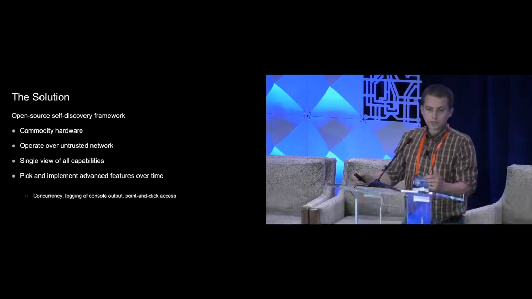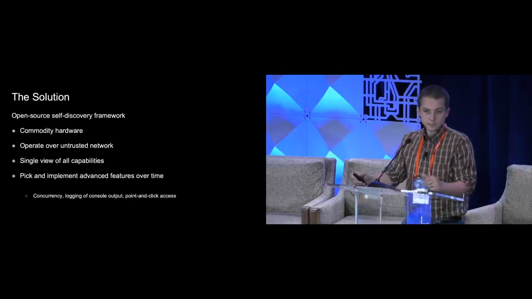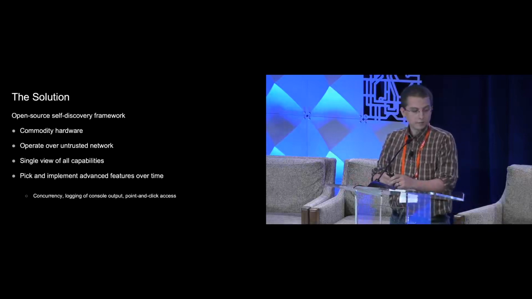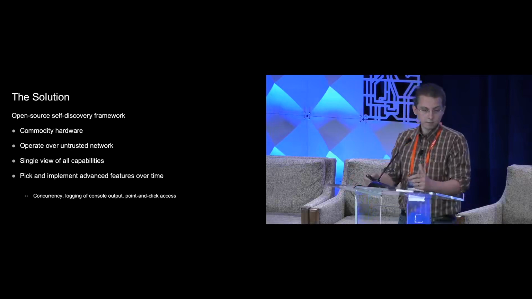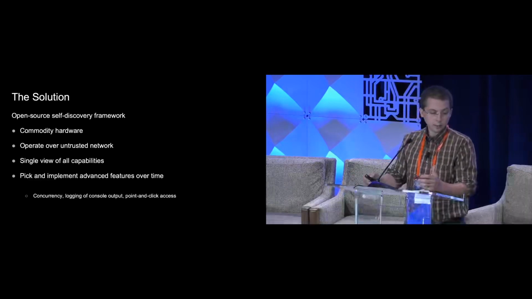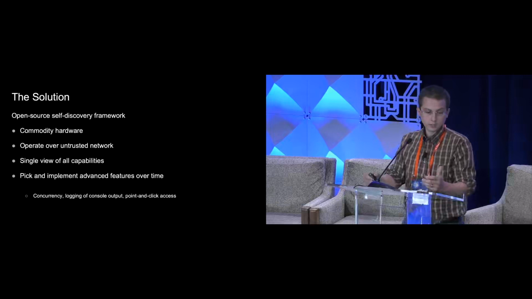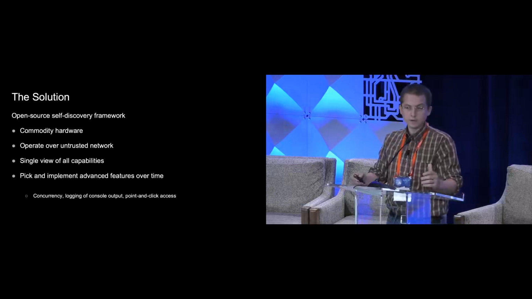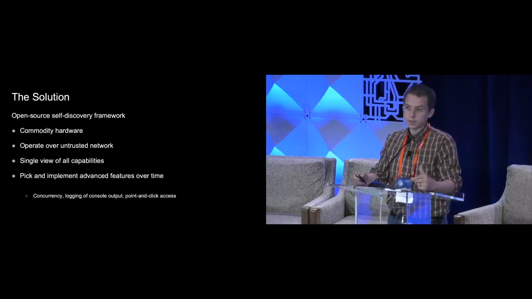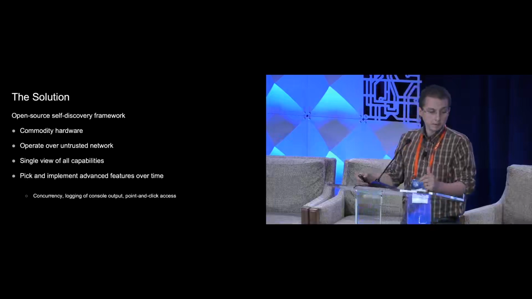So the project born of the 2016 NANOG 67 hackathon was to develop an open source self-discovering framework that would allow you to use commodity hardware operating over a trusted or untrusted network to give you a single view of all your console capabilities, regardless of location and maybe even vendor.